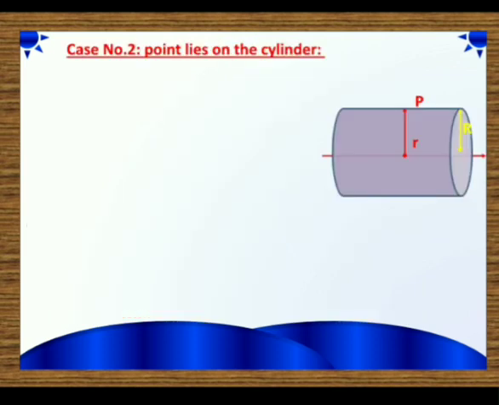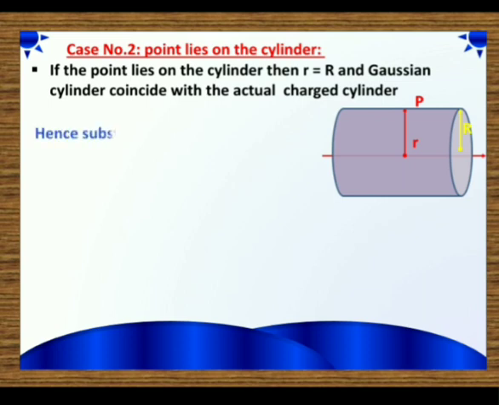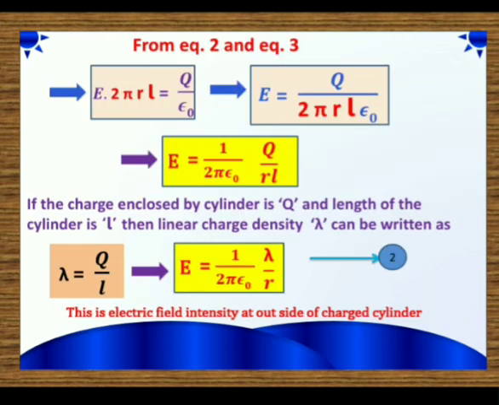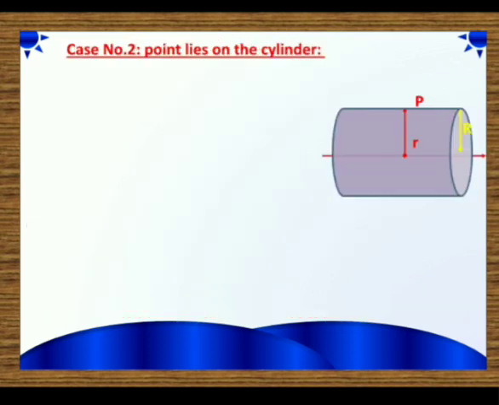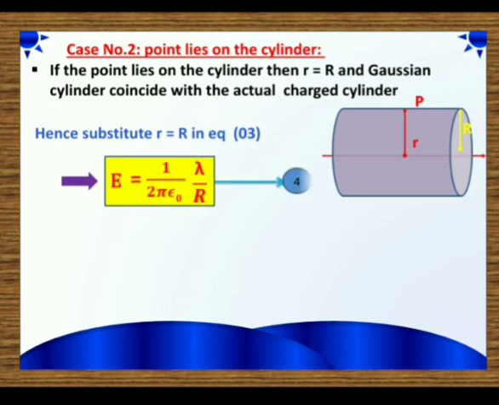Next, what am I doing? Second point, second case: if my point lies on the cylinder. If my point lies on the cylinder, then small r becomes capital R, because now we are on the surface. Just simply replace small r with capital R in the above derivation. So what will I get? Final answer, E is equal to 1 by 2 pi epsilon naught lambda by capital R. This is the second case.